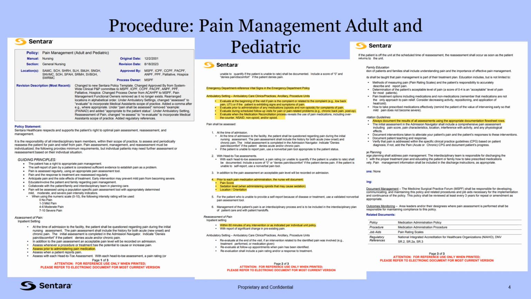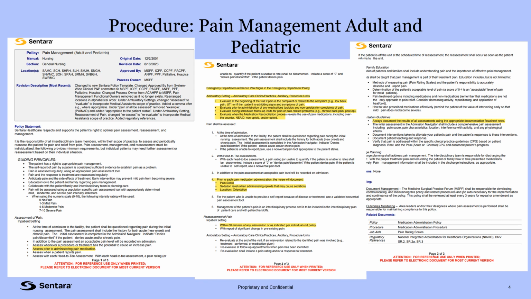ED has their own procedure. There's procedures here or steps here for ambulatory settings. Prior to every pain medication administration, the nurse will document pain score, sedation level when administering opioids that may cause sedation, and then the location and orientation of that pain. Reassessment should happen within 60 minutes of any intervention or as indicated per individual unit policy. Documentation guidelines: we should always document the results of all assessments using appropriate documentation flow sheet rows.